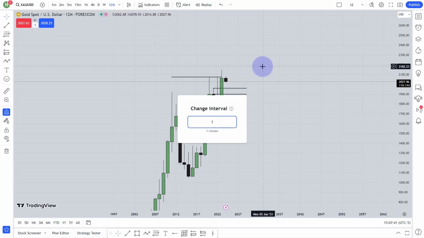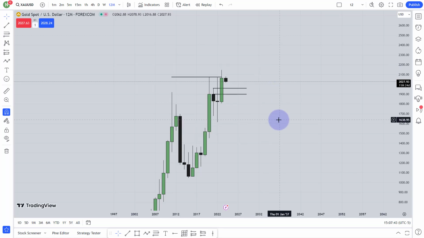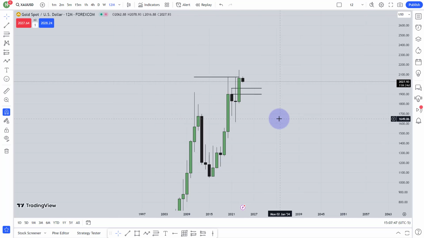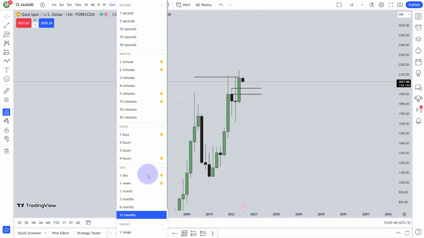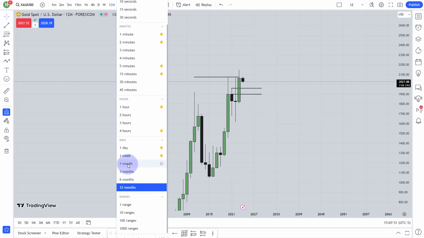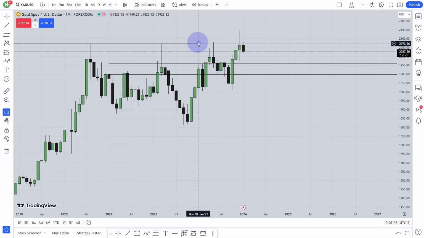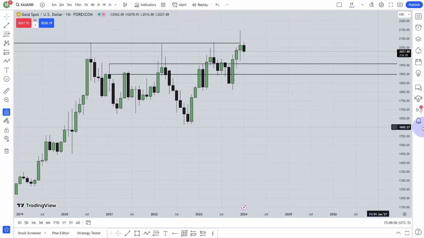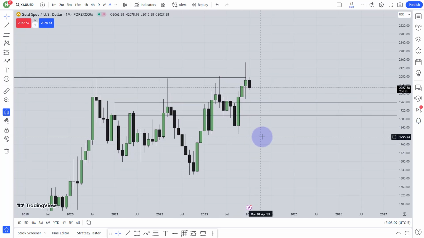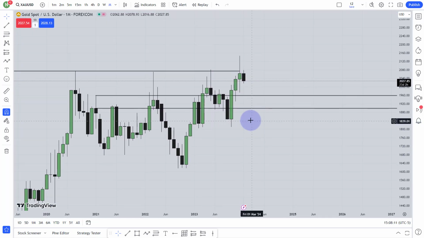Then I will go to the monthly chart. Let's see what I have over there. So this is the monthly chart, and you can see price has taken this high. This is the order block opening, and here, these are the two levels from the yearly chart. Now I'm in the monthly chart.